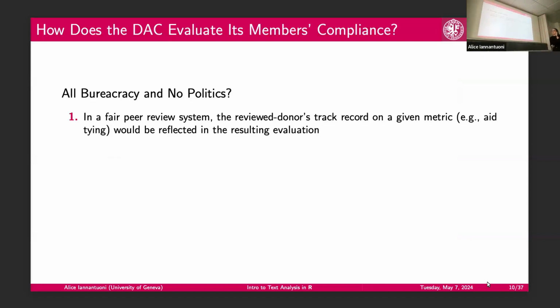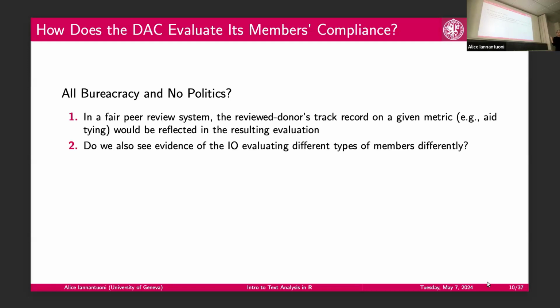So let's say that on the one hand, in a fair peer review system, we would expect that what matters is the reviewed donor's own track record. So if my aid giving is being reviewed, how much foreign aid I have tied in the years prior to the review should be a good predictor of how aid tying is discussed in my review. Does that sound reasonable? The track record of the donor under review, in terms of how much aid they have tied in years prior to the review, should predict the amount of aid tying discourse in the review. This is, I think, almost a sanity check expectation.